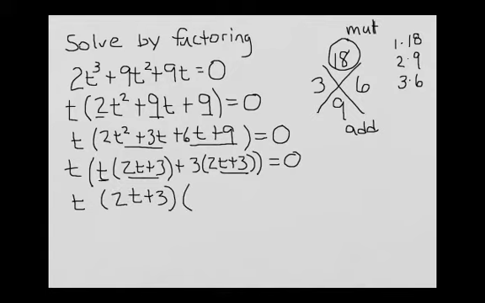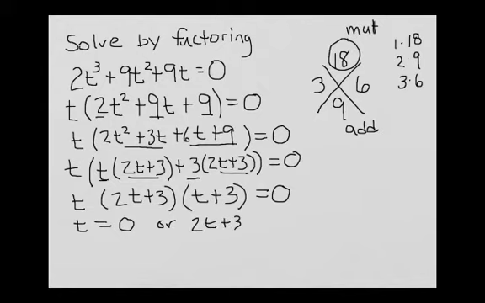So that's our second binomial, t plus 3, and that's equal to 0. Now we have a product of three things that are equal to 0, so that means one of those needs to be 0. So t equals 0, or 2t plus 3 equals 0, or t plus 3 equals 0.